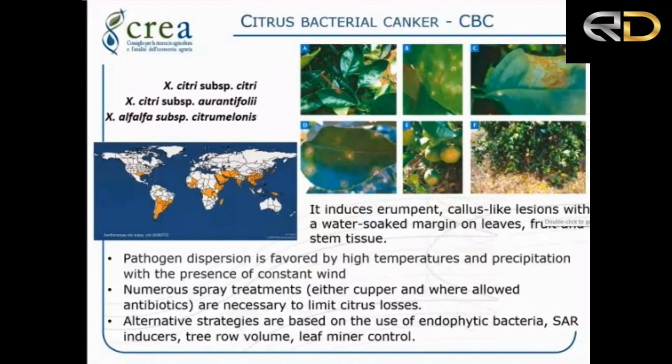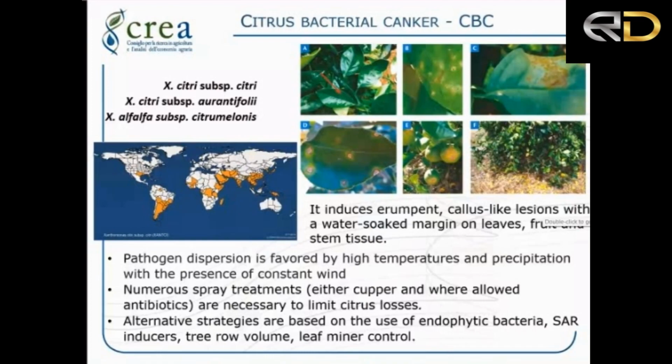Alternative strategies are under study, especially based on the use of endophytic bacteria, which have an antimicrobial effect against Xanthomonas citri. There are also some experiments on SAR inducers, and another possibility is to reduce the tree row volume in order to optimize the cuttings and limit the dispersion of the bacteria within the trees. The control of the leaf miner, which is the main vector of this bacteria, is considered an option to control the effect of this disease.